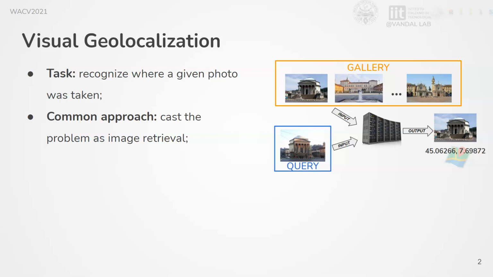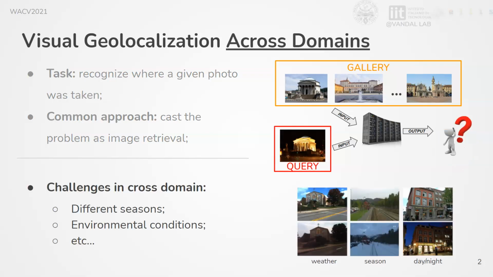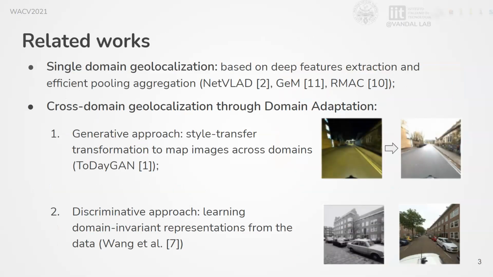This is usually cast as an image retrieval problem, where we have a gallery of images for which we know the location, and we need to find out the location of the query by looking for the most similar image in the gallery. Our focus is on the more challenging geolocalization across domains, where the domain gap between gallery and query can be due, for example, to environmental and lighting conditions.